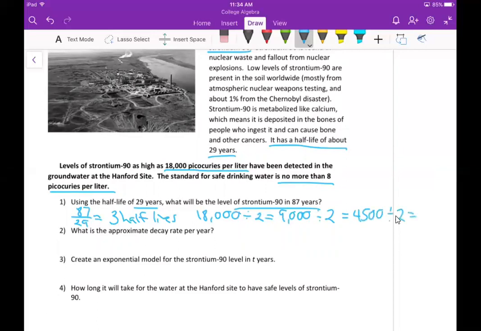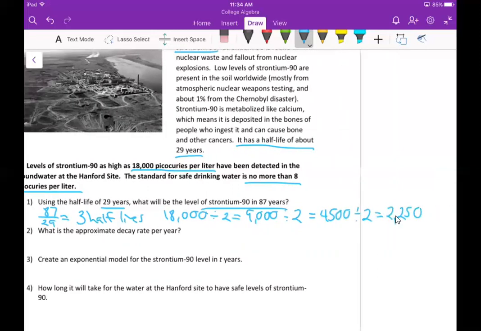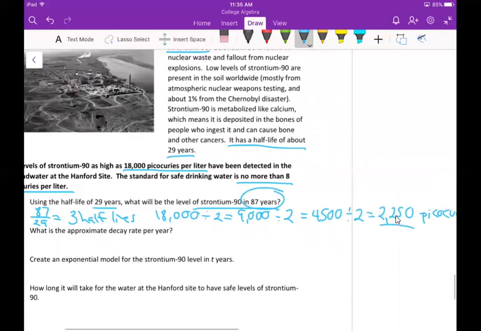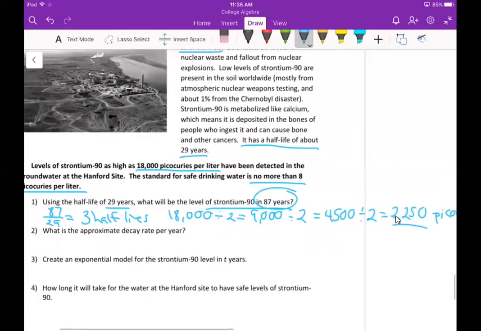Another 29 years later, so 87 years later, we're down to 2,250 of those units, of those picocuries. I'm not exactly sure how to say that, okay? So that's 87 years. So in about a lifetime, we're not even close to being down as far as we need to go. So let's see how long it would take to get to that amount of 8.